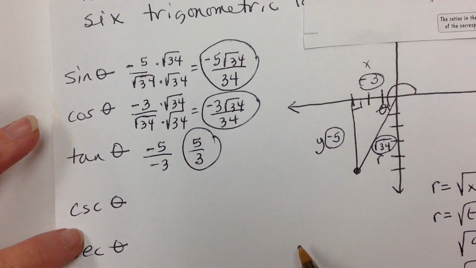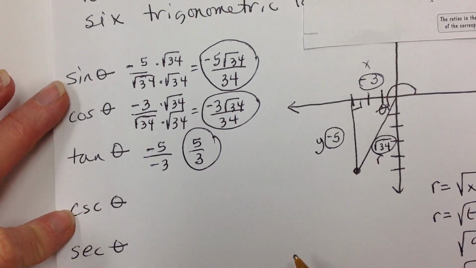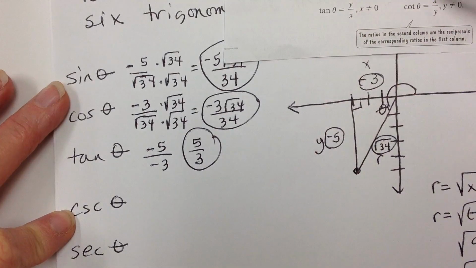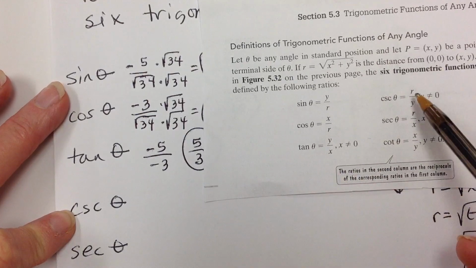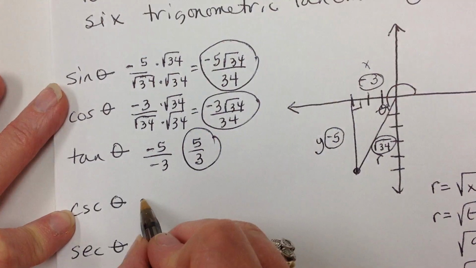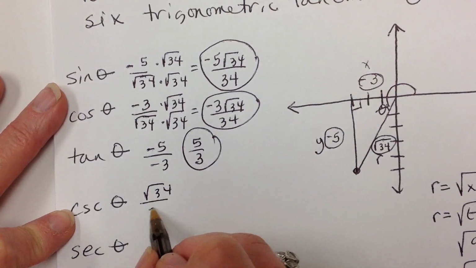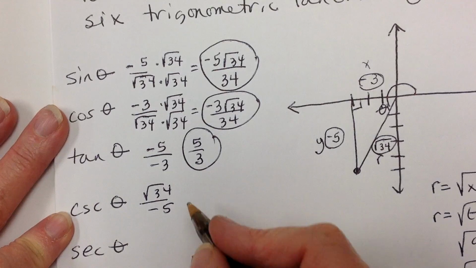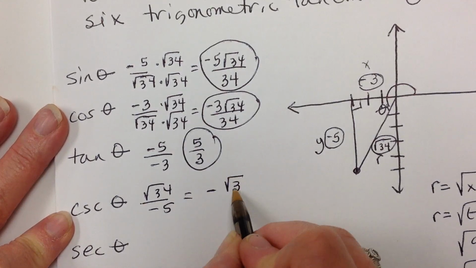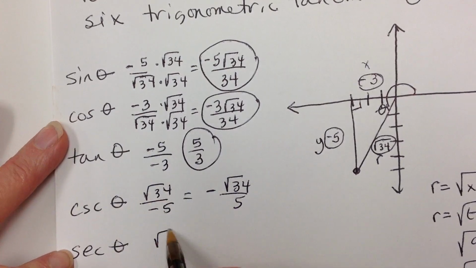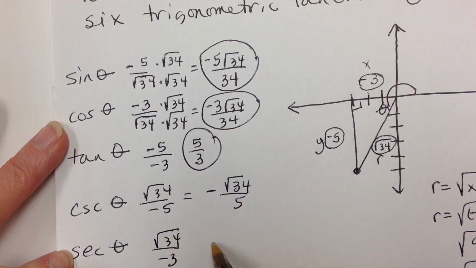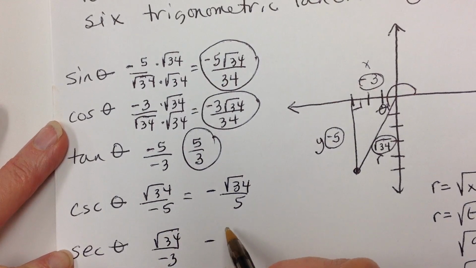Cosecant. Remember, cosecant and sine are reciprocals of one another, although we know that cosecant is r over y. Cosecant is r over y. So let's just take the reciprocal here. That would be square root of 34 over -5. That would be my answer there. I could put the negative out front and make that negative square root of 34 over 5. Secant is the reciprocal of cosine, so that's square root of 34 over -3. Or again, put the negative out front, so that would be negative square root of 34 over 3.